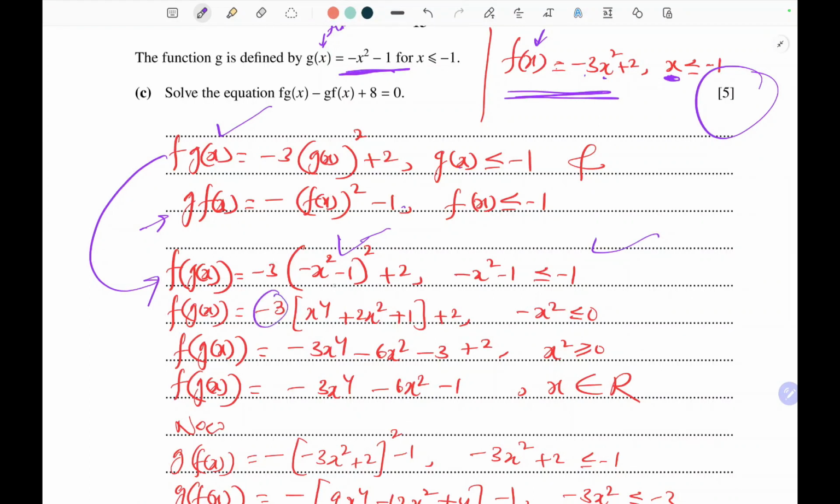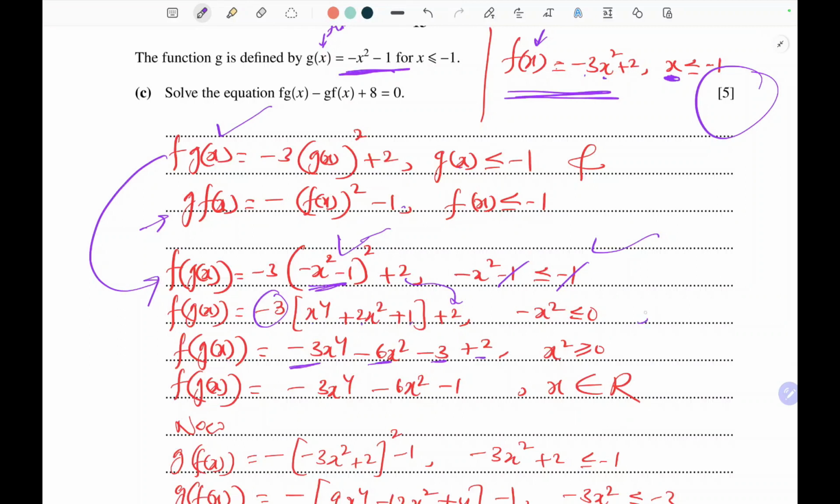This is minus 3; just expand it, you will get x to the power 4 plus 2x squared plus 1, and this 2 here. And for the inequality, just add plus 1 on both sides, so it cancels: minus x squared is less than or equal to 0. Now this is minus 3x to the power 4 minus 6x squared minus 3 plus 2.